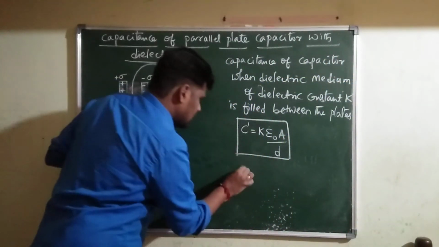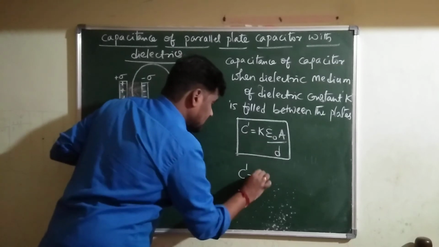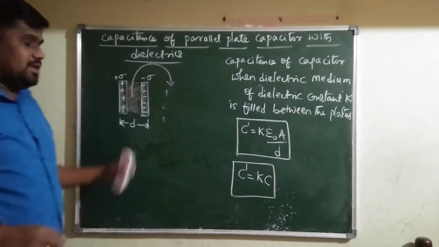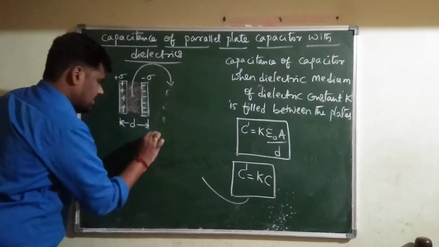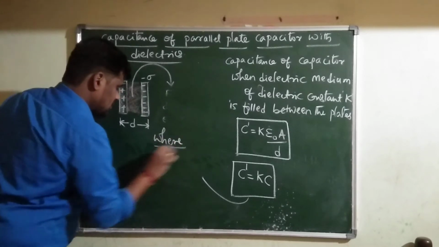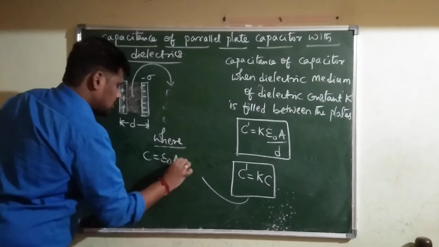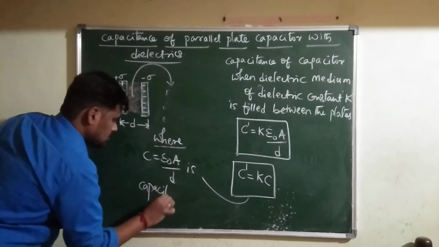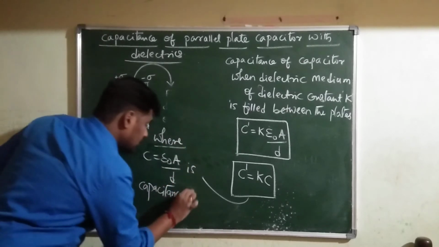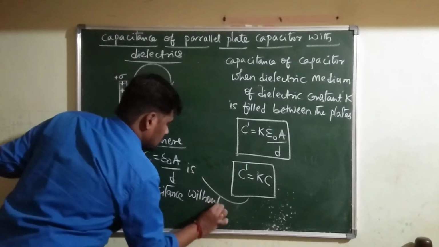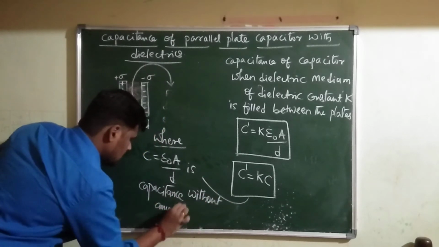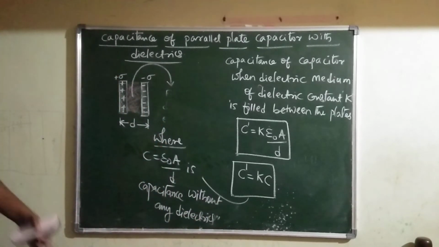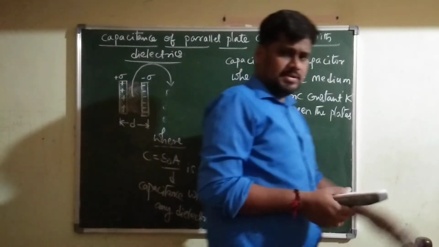If that is the case, what can I write? C dash can be written as K times C, where C equals epsilon naught A by D is the capacitance without dielectrics.